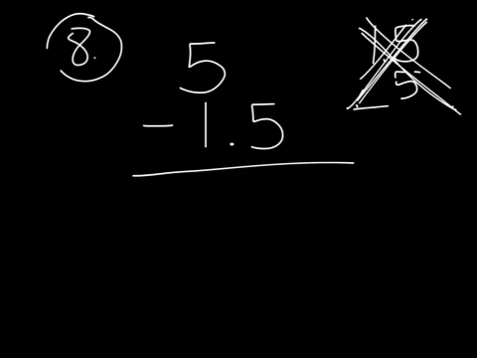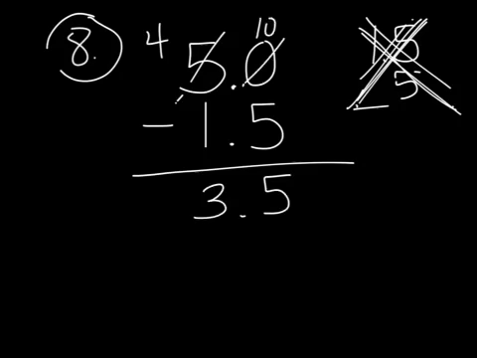Now, don't just subtract. We have to add a 0 here so that we can borrow. So now I'm going to borrow, and this is just like normal subtraction. You just happen to have a decimal point in the middle. This becomes 4, which now this becomes 10, and I subtract, and I have 3.5.